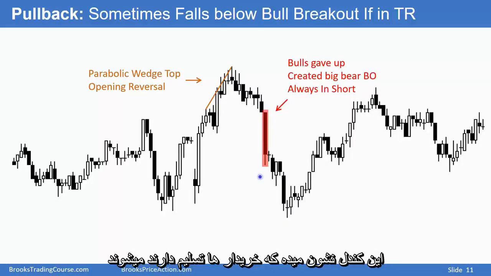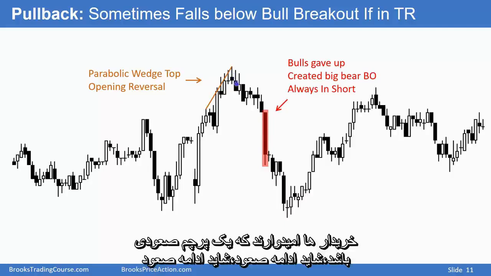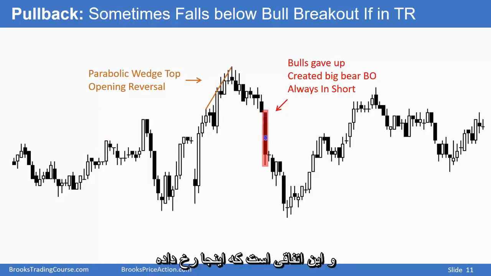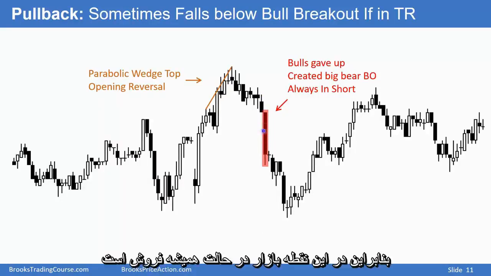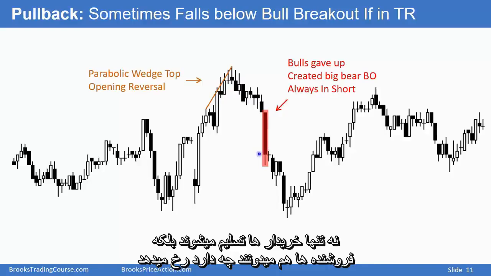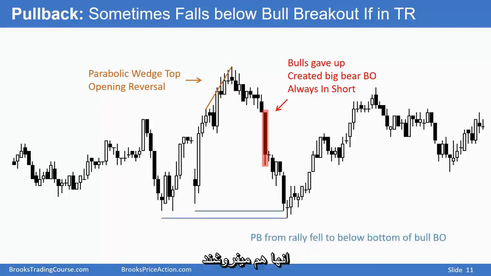This bar represents the bulls giving up. The bulls were hoping for a bull flag, maybe a resumption, and at some point they give up and they think, oh, this is going to be an opening reversal down, and that's what took place right here. So at this point, the market's always in short, which means it's probably going lower. Not only do the bulls give up, the bears know what's going on as well, and they will sell as well.